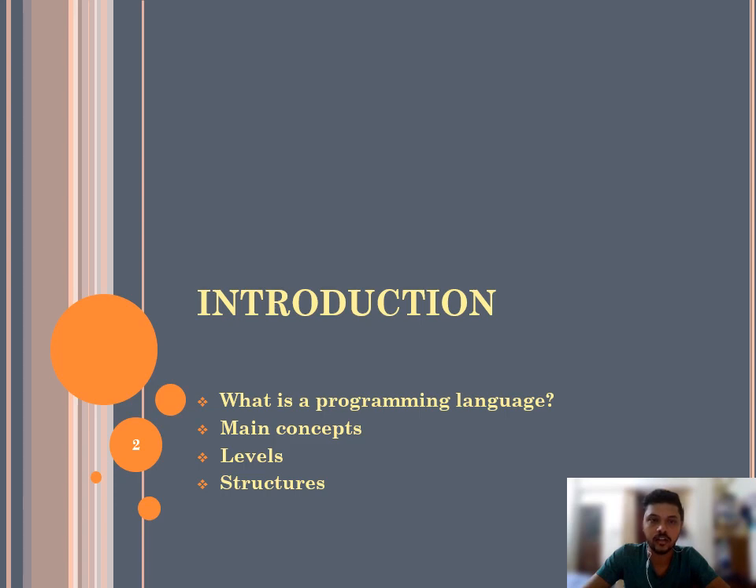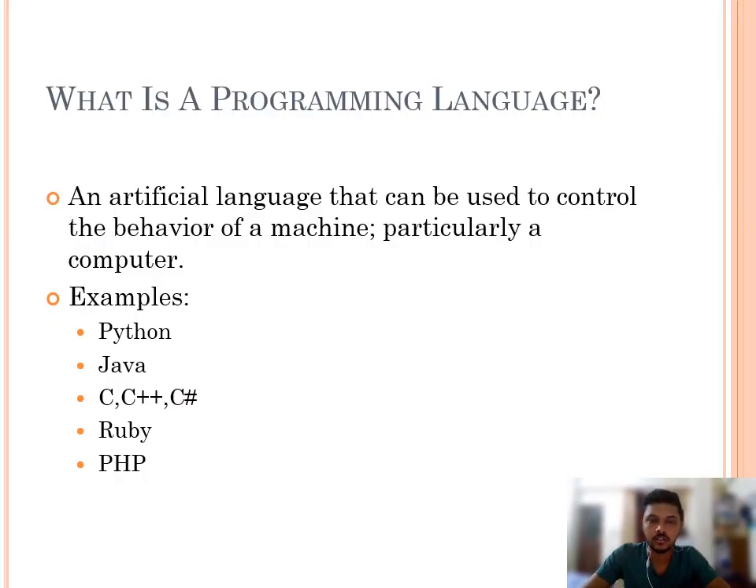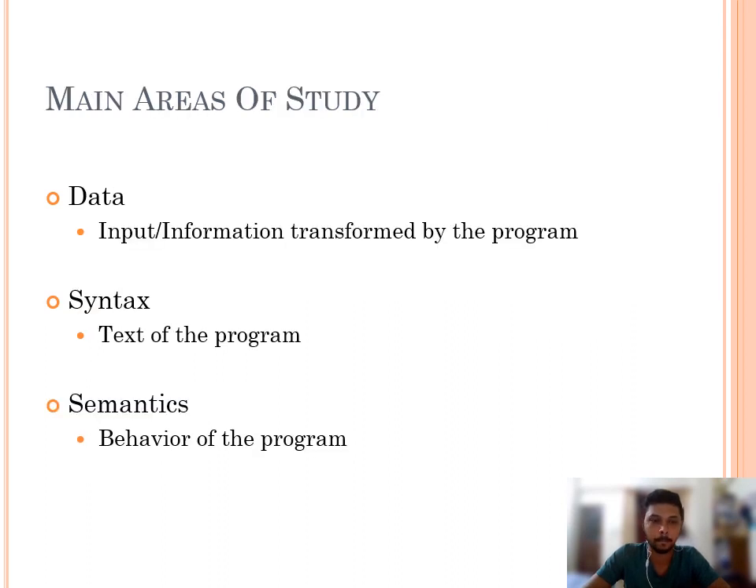So first of all, let's look at the introduction. Computer programming is the way of telling the computer what it should do and how to do it. For this purpose, many languages are used. Those languages are called programming languages. For example, we can consider Python, Java, C++, C, and so on.